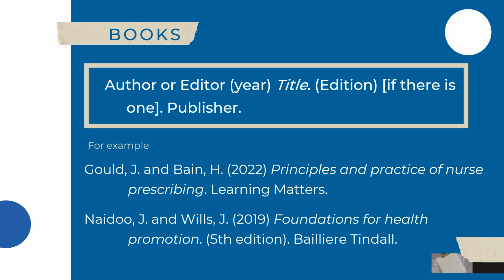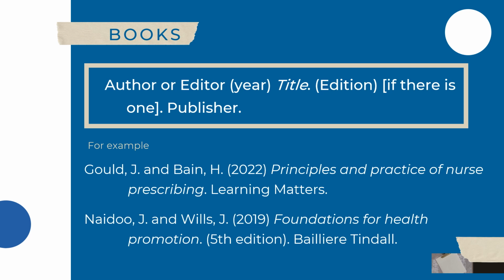This is followed by the date of publication in brackets. You will find the year on the back of the title page. Please make sure that you're using the date of the edition that you have in front of you. After this comes the title. Again, this should be taken directly from the title page and should include any subtitles. The title and any subtitles should be written in italics.